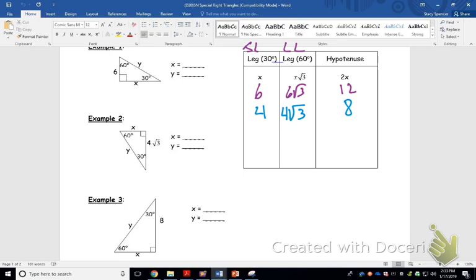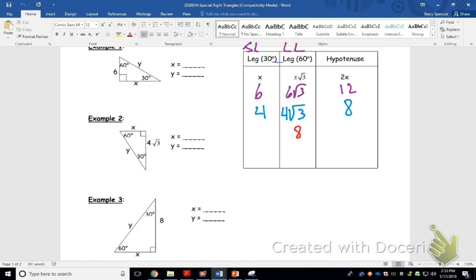Okay, and our last one. This is the fun one. You guys love this one. Okay, 8 is the what? 8 is the long leg. Okay, so do I know what X is? If I just have an 8, what's my X? You don't know what it is, right? This is like the other one, that square root of 2. We're going to have to solve it.